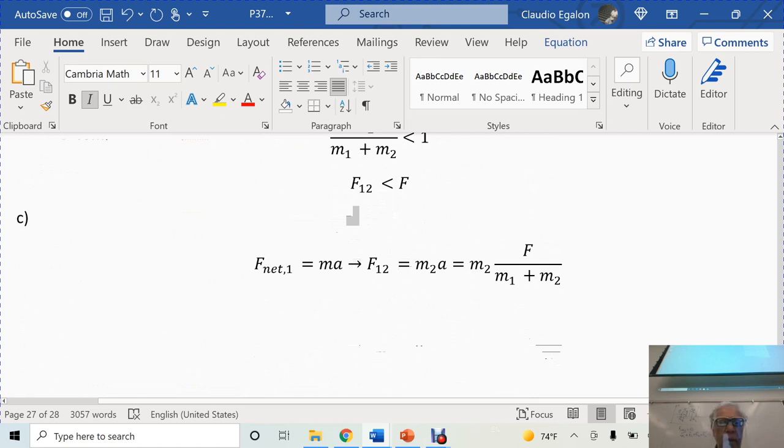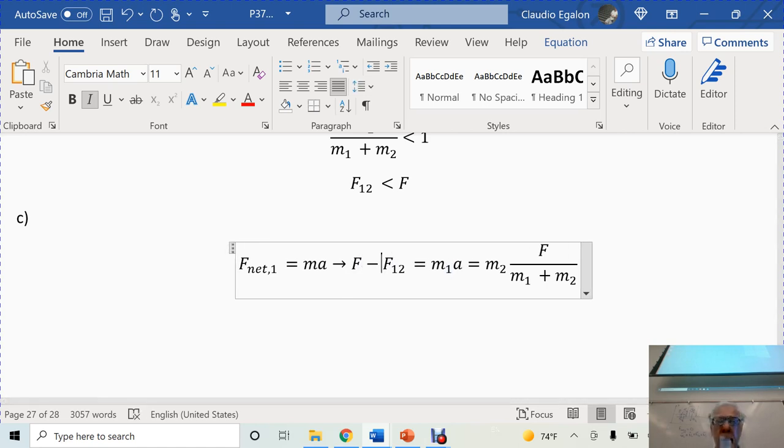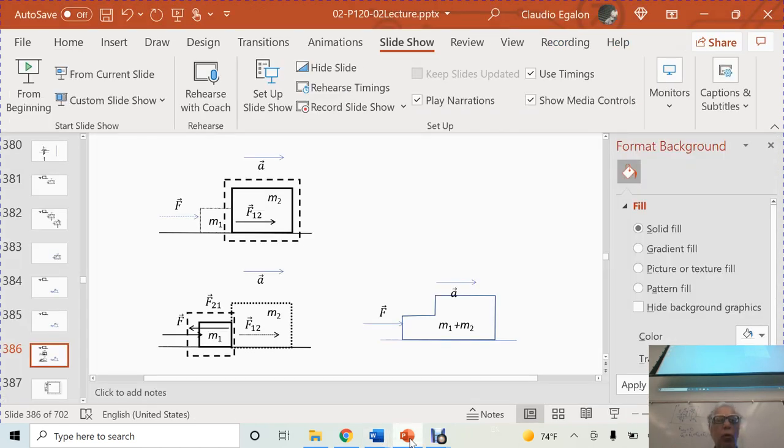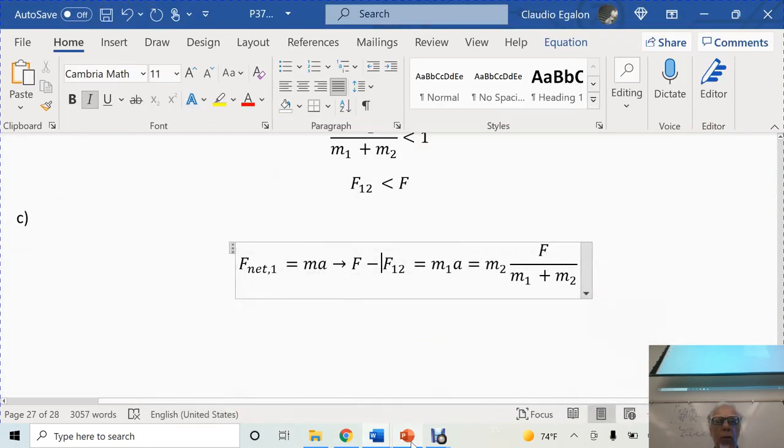Because it's just the block number 1, so the mass will end up being M1. And the net force in 1 is going to be what? Look at the drawing. It's F to the right, and F21 to the left. Not F12, but F to the right, F21 to the left. So here you go. Going back here is 21.